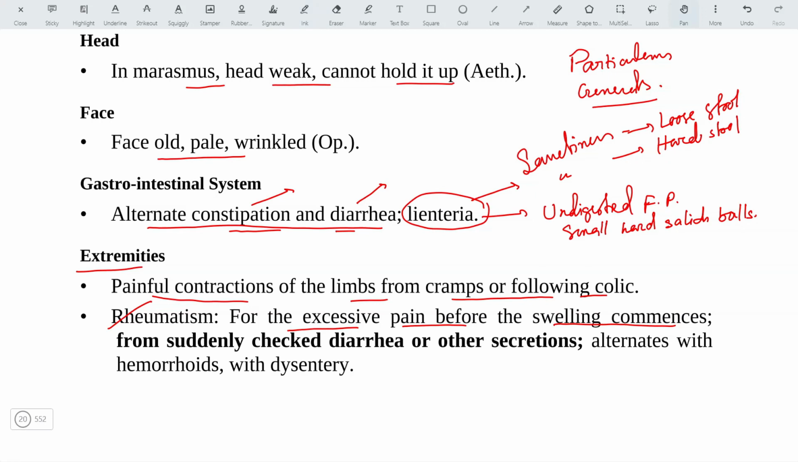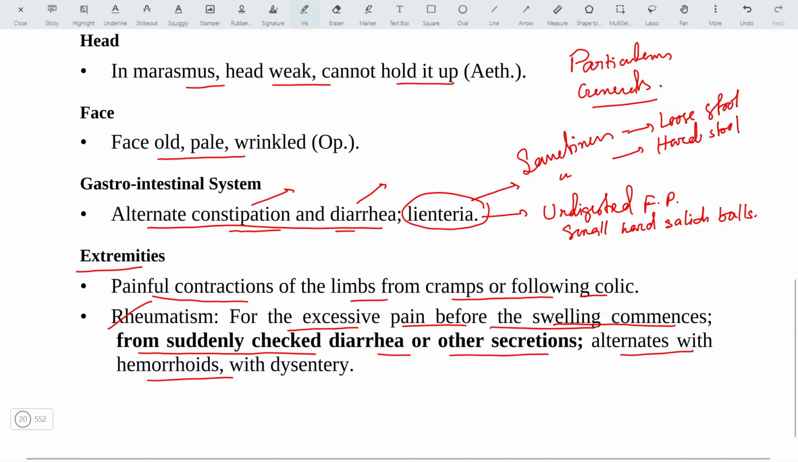Abrotanum is applicable in these cases where the inflammation is not completed, the swelling has not yet come out. That means before the stages of swelling, there might be inflammation, increased temperature, pain and other things, but not the swelling. Now here comes the important part which holds the key of Abrotanum, that is, suddenly checked diarrhea or other secretions alternating with hemorrhoids or with dysentery.